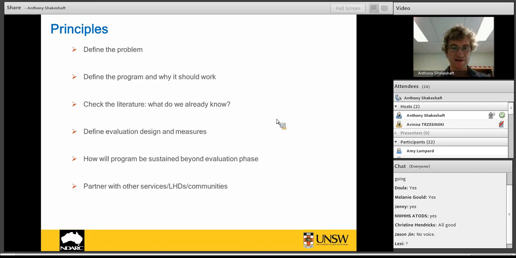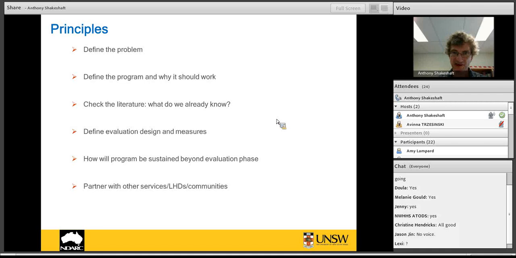And then the last one's partnering with multiple services. So if, let's say, you're running a community-based program in, I don't know, Broken Hill or somewhere, if you just do it in Broken Hill and you don't do it anywhere else, you're never going to have enough ability to say that, even if you can show an effect from your program. When you're just doing it with one service or one community, it's really hard to be sure that it's what you're doing that's having the effect and not something else.